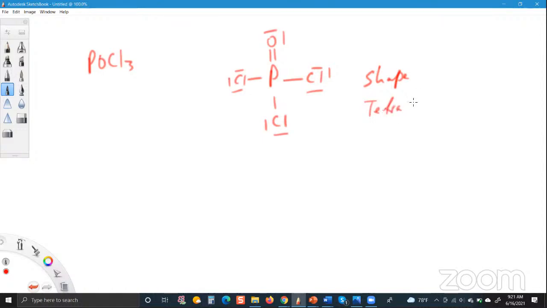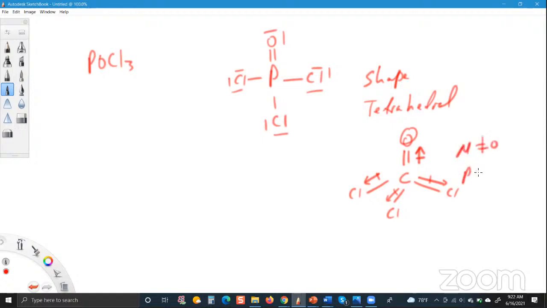Tetrahedral. And if you remember in a tetrahedral arrangement, you're going to have this arrangement here. Now in this case, because oxygen is different from chlorine, the dipole moments here, here, and here will be identical, but would be different from that dipole moment, all right? So therefore, the net dipole moment in this case would be a non-zero value, which means that this molecule is polar, all right?